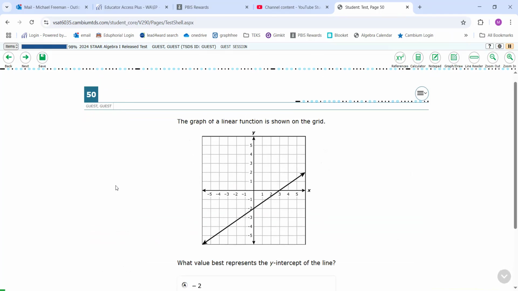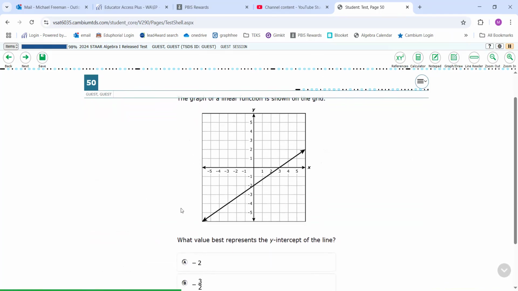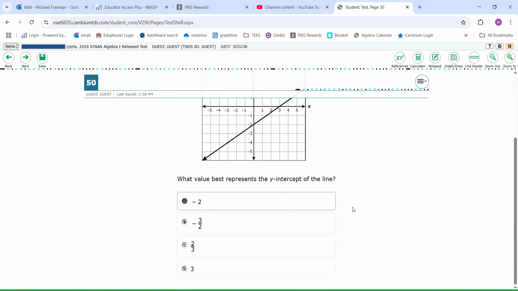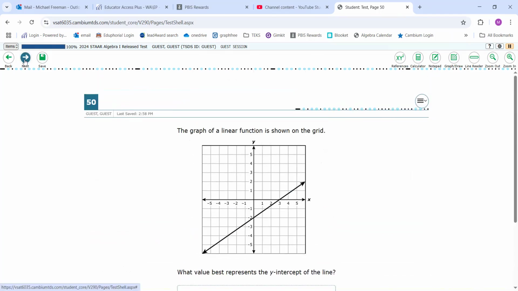All right, last question on our test. What value best represents the y-intercept of the line? This is probably the easiest question on the test. Y-intercept, that's just where it intercepts the y-axis. Is my y-axis at -2? I think this is our last question.